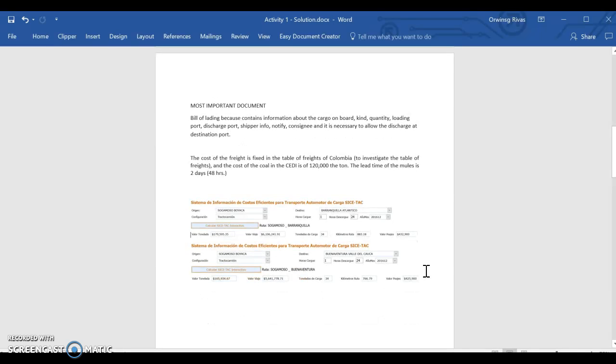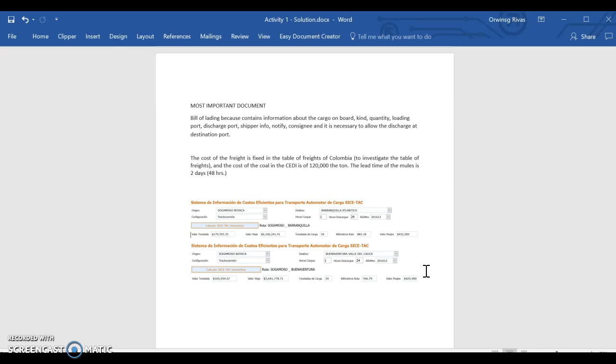In my concept, the most important document is the bill of lading, because in this we find information about the cargo, kind of cargo, the quantity, where it was loaded, the discharging port, information about the shipper, the notify and the consignee. And why is it most important? Because this document is a fundamental requirement at the discharge port for the customs agency, and also to allow the captain of the vessel to discharge the cargo.